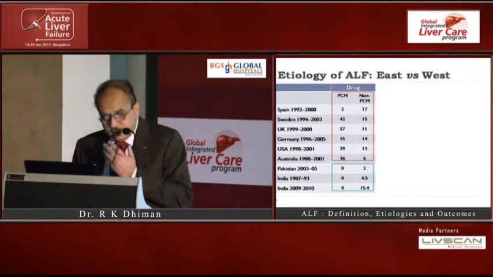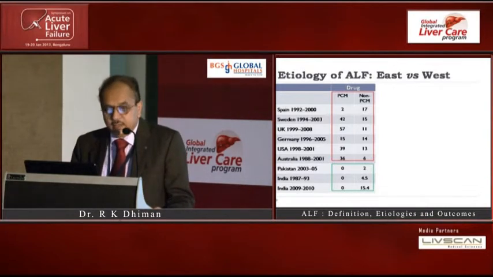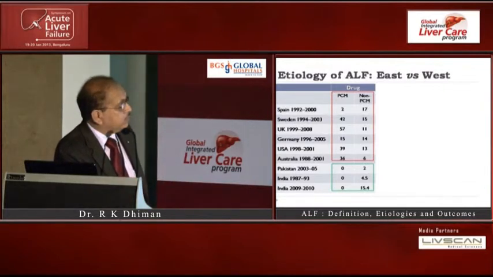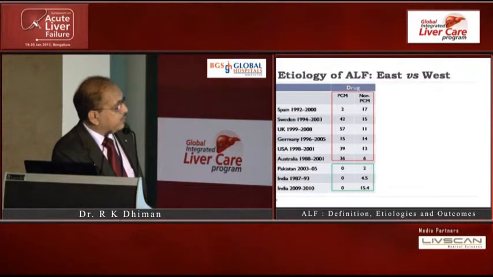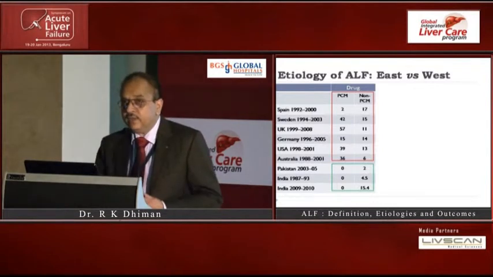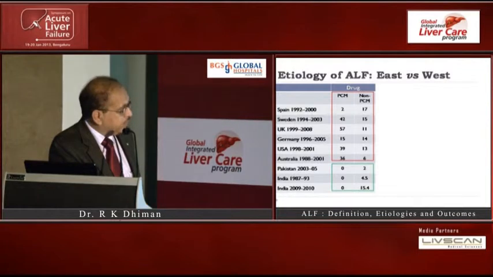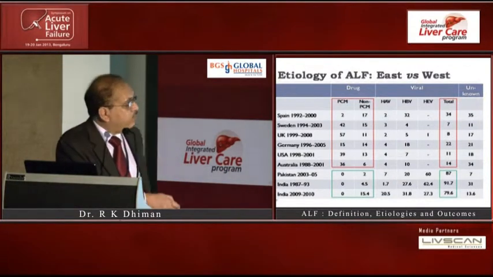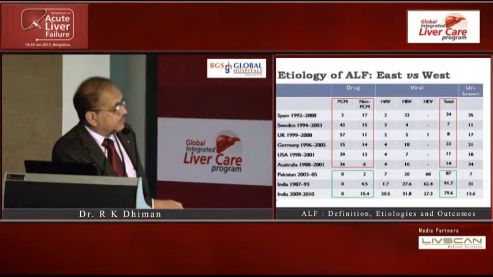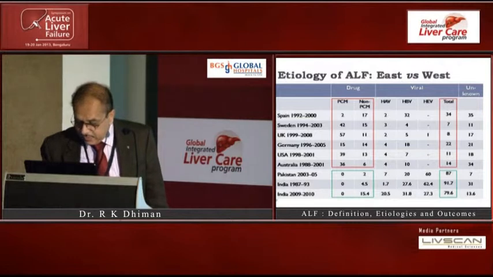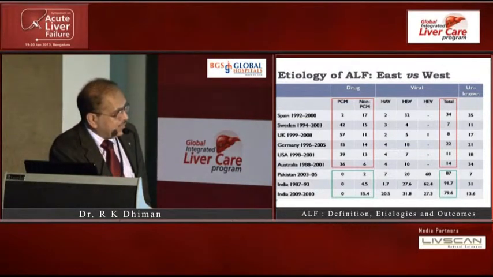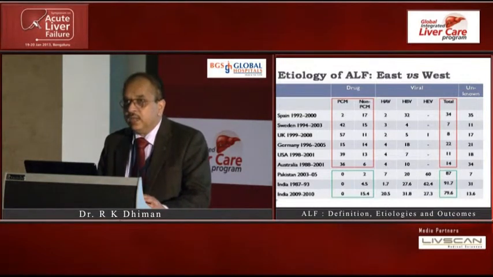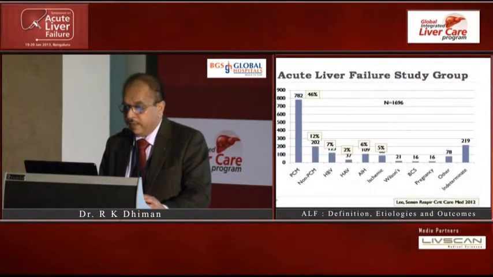I have reported a few studies from the West, and you can see over here, it is all paracetamol or non-paracetamol drug injury. Over two-thirds of the patients are there because of drug-induced injury. In the Indian subcontinent, we hardly see any patient with ALF because of paracetamol. We have other drugs, but that is a minuscule proportion. As far as viral is concerned, that is not the main etiology in the Western countries, but it is the main etiology in the Indian subcontinent. Approximately 90% of ALF is caused by viral hepatitis, mainly hepatitis E, B, followed by A.